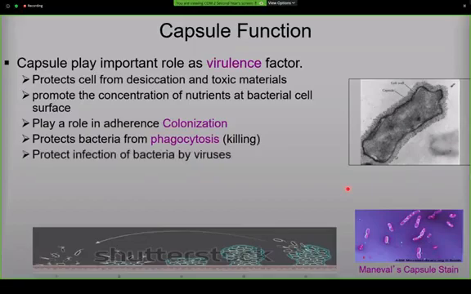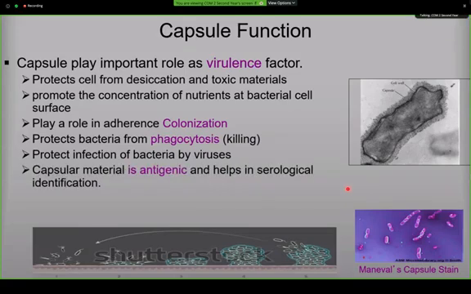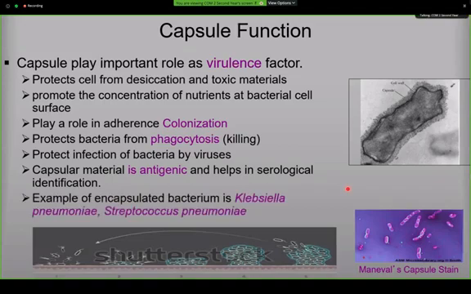Okay? It also protects the bacteria from being engulfed or infected by viruses. We call them bacteriophages. And the capsular material is antigenic. Antigenic means it could be used as a means of identification. That's another thing. And as examples of encapsulated bacteria, you have Klebsiella and you have Streptococcus pneumoniae. So those are examples.